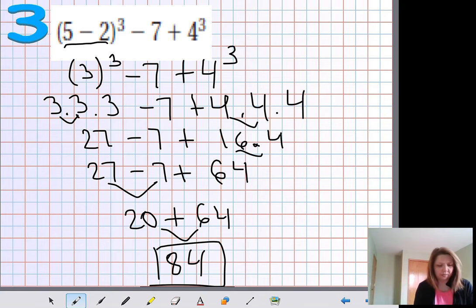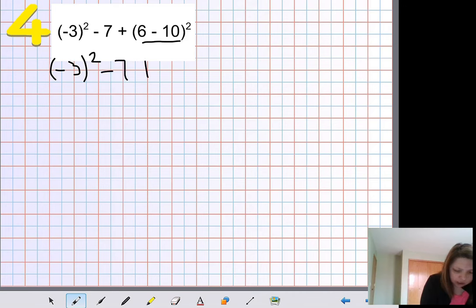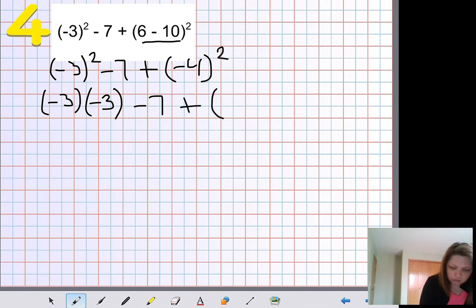What if we are given negative 3 to the second minus 7 plus 6 minus 10 to the second? So we can copy this in order to get what is inside the parentheses. I'm going to put negative 3 to the second minus 7 plus, what is 6 minus 10? Well, 6 minus 10 is negative 4 to the second power. Now, negative 3 to the second is the same as negative 3 times negative 3. Then minus 7 plus, and we have negative 4 times negative 4.